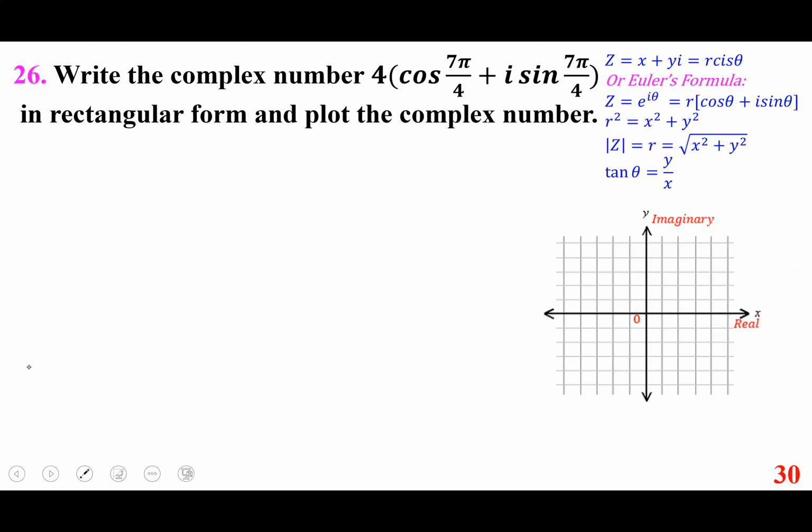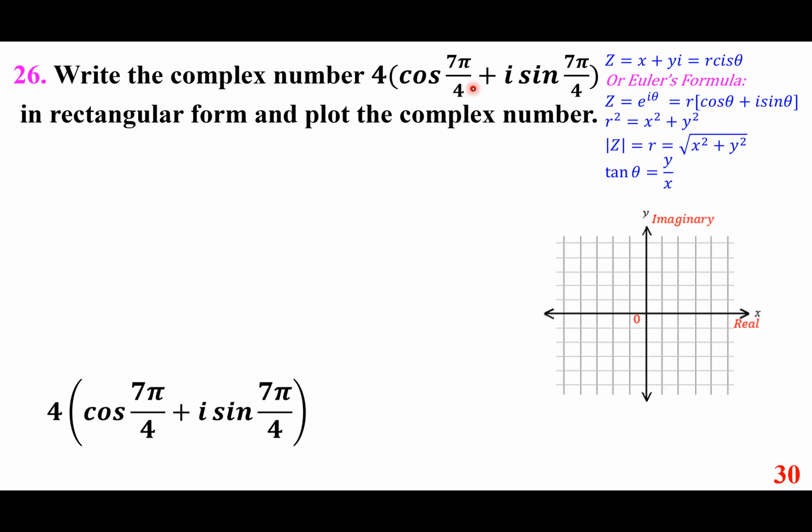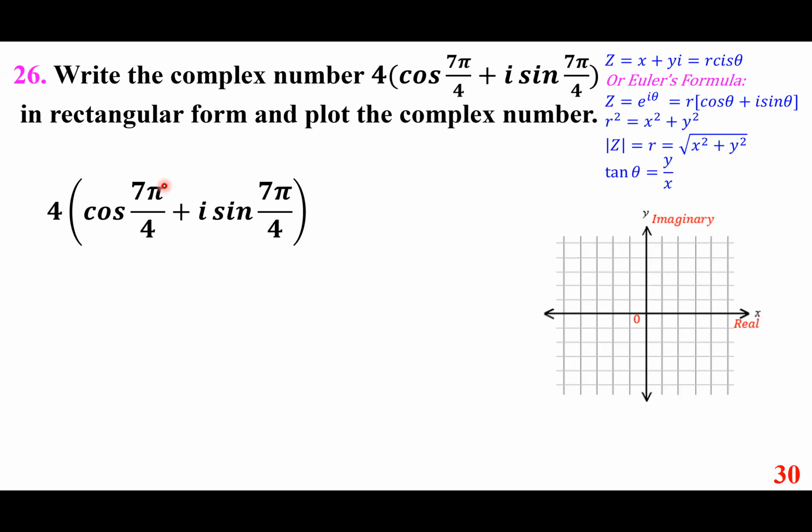We want to write this complex number in rectangular form, which means basically you just multiply by replacing cosine of 7 pi over 4. This 7 pi over 4, as you know, is in the fourth quadrant, so it's the same as pi over 4. Cosine of pi over 4 is square root of 2 over 2. Sine of 7 pi over 4 is negative because in the fourth quadrant, sine is negative. So this is square root of 2 over 2, but this is negative square root of 2 over 2. Multiply by 4. Here's your final answer.